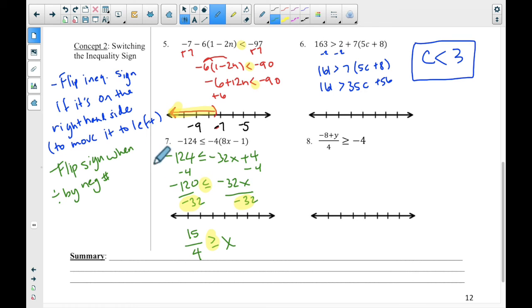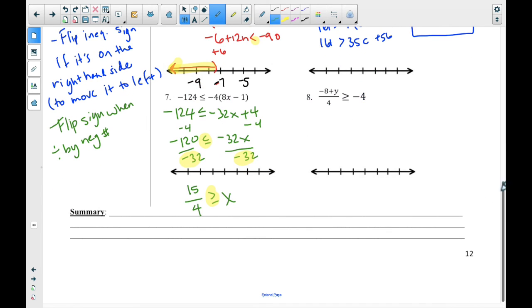Now, the other thing is the x is on the wrong side. So we have to flip it again, back to the first rule, because we want that x on the other side of the equal sign, or in this case, the inequality. So I need my x on the left. I need to flip my sign to point towards the x still, and I get x less than or equal to 15 over 4. So that is a solution to my inequality.